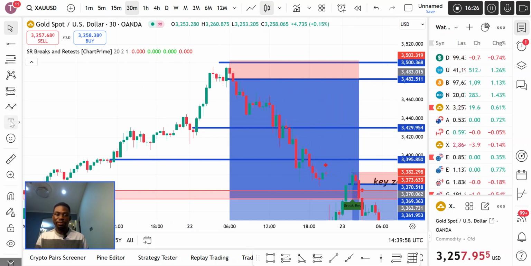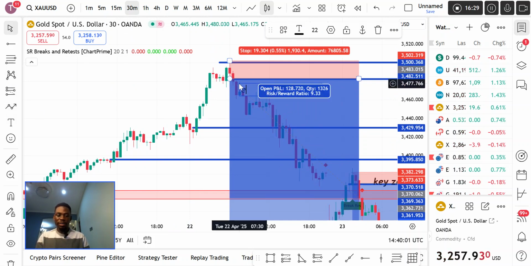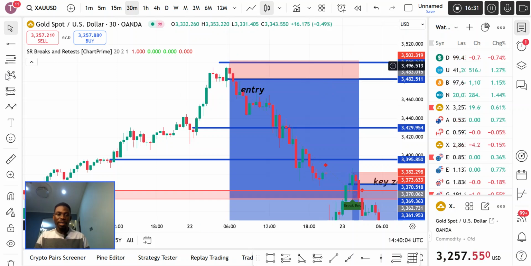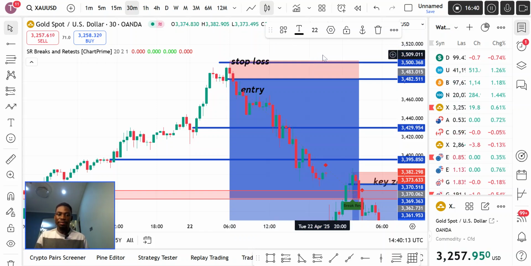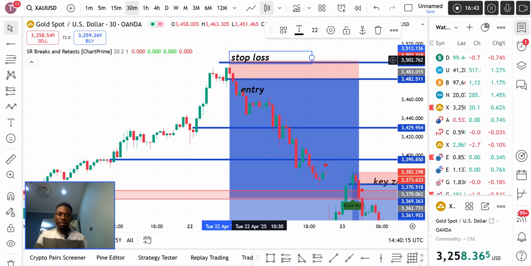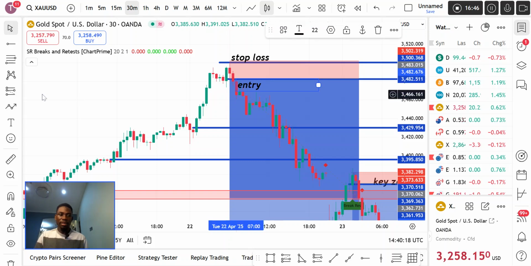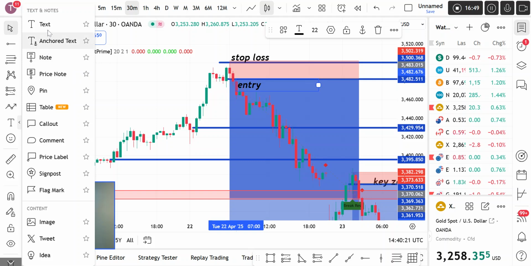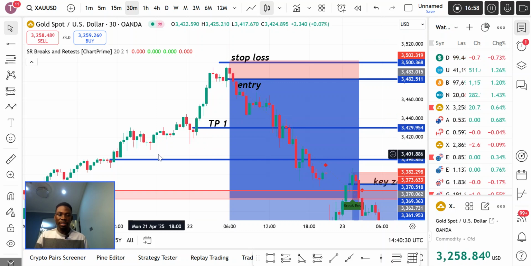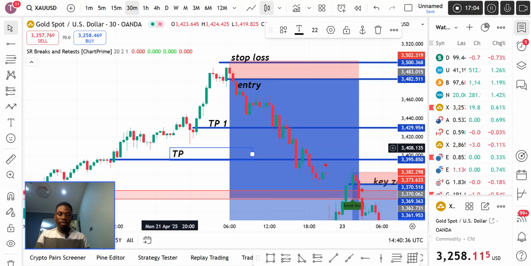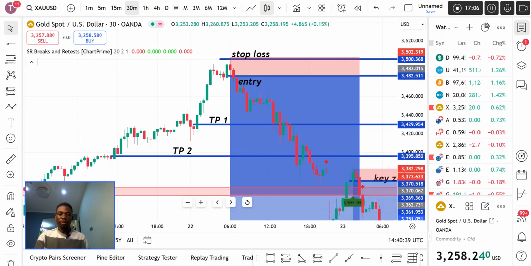So over here will be my entry. So this is my entry point. And then this place will be my stop loss. So you can see my stop loss is here, my entry is here. This one can take care of my TP1. So this place will be my TP1. This can be my TP2. Very simple. Then I'll push.